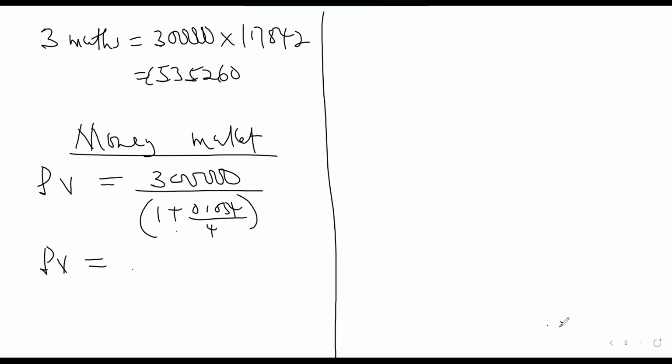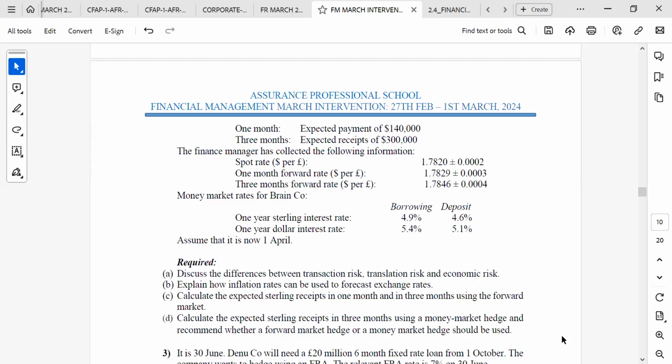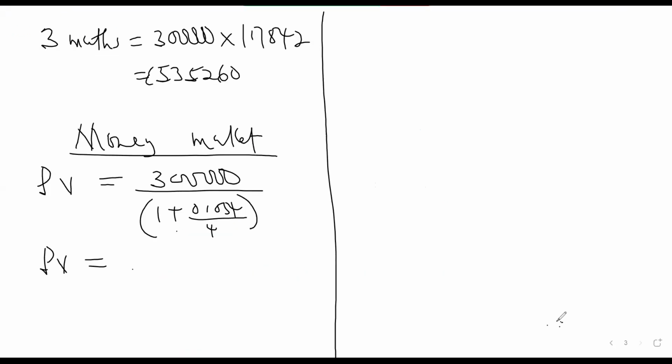No. The rate is always given to you in a year. So the money market rate for this one is always, you can see that it's 1 year. Even if they didn't add a year or annualize, the rate will always be given to you. If the rate is given to you, just assume that it's a year. And the amount will be received in 3 months, so that will be a quarter. So you divide by 4. So what will be the present value? Let's find the present value and move on.